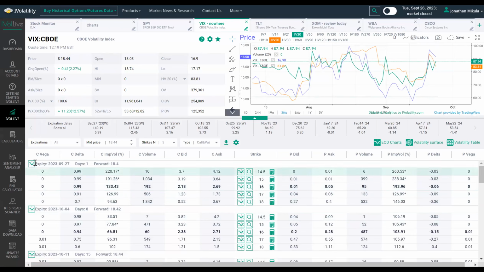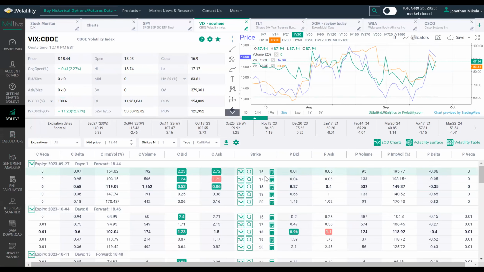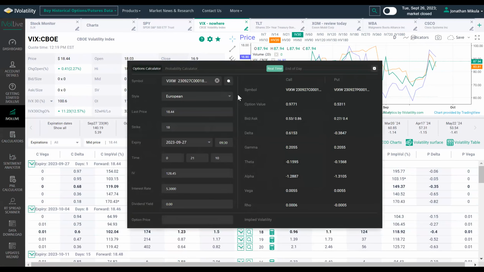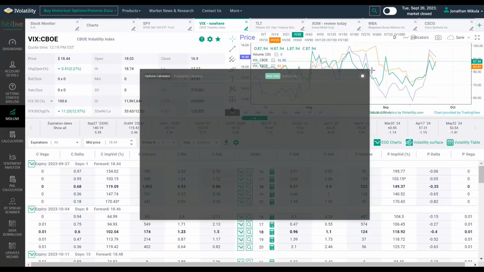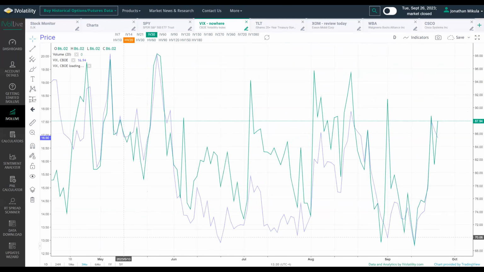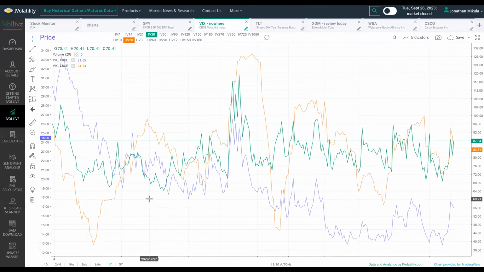And those calculators that I mentioned earlier, that earned their way to their own link and icon, are still available here within the options chain. You just click on them and they pop up. And you can see we recently updated those calculators as well. So we will cover those in a future session. But for now, let's pull up our VIX chart.